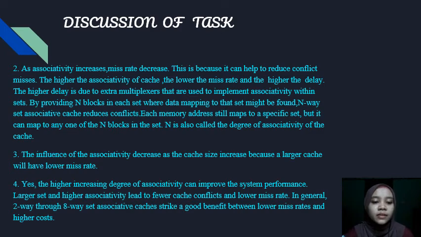And the answer for number 4 is yes, a higher degree of associativity can improve the system performance. Larger sets and higher associativity lead to fewer cache conflicts and a lower miss rate. In general, two-way to eight-way set associative caches strike a good balance between lower miss rate and higher cost.